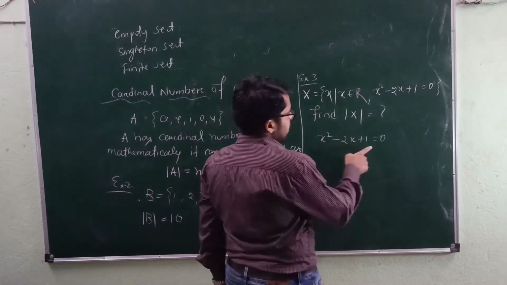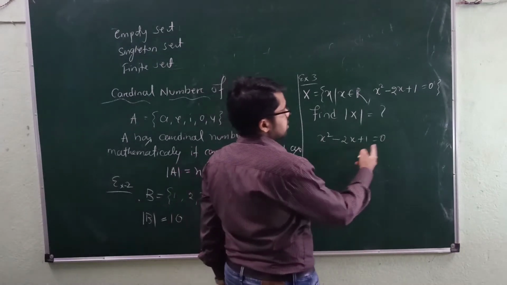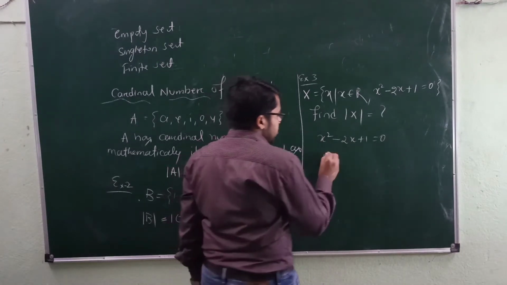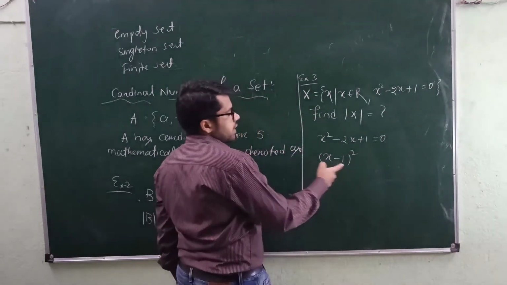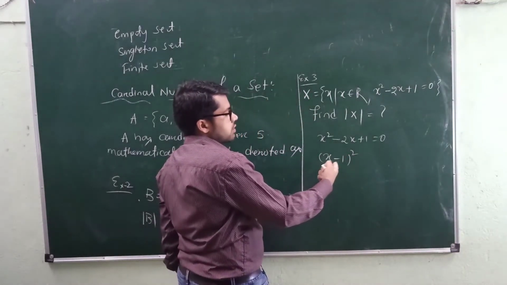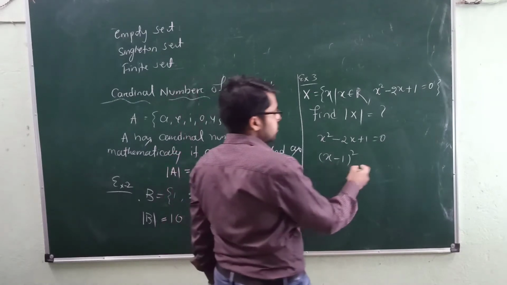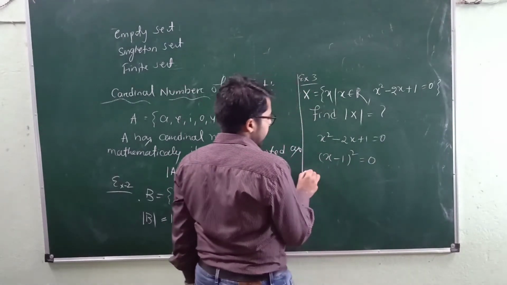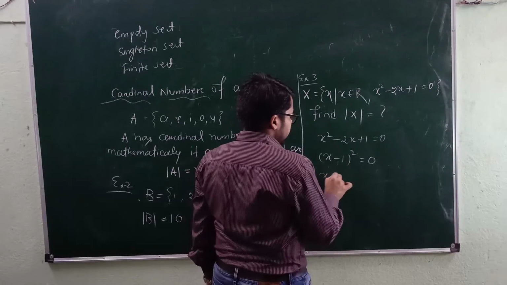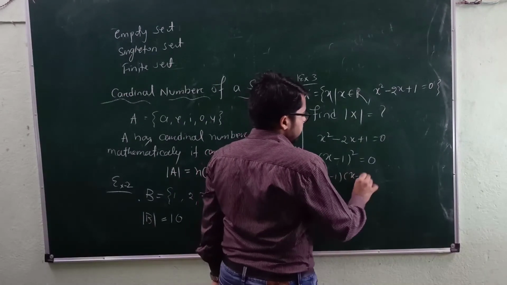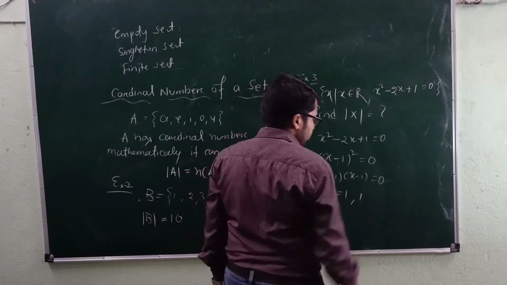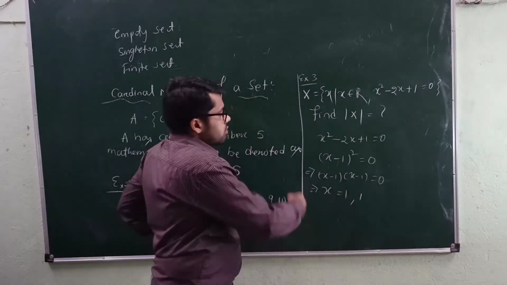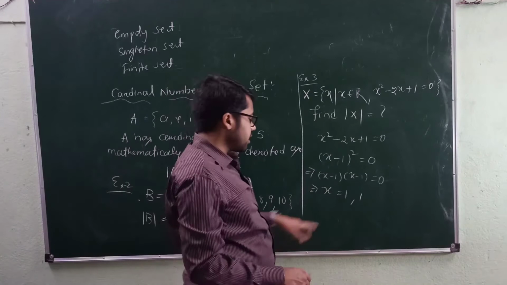Let us see, x² - 2x + 1 is equal to 0. This is (x - 1) whole squared, since (x - 1)² is x² - 2·x + 1, so this is equal to 0. So that implies (x - 1) into (x - 1) is equal to 0. So that implies x is equal to 1.